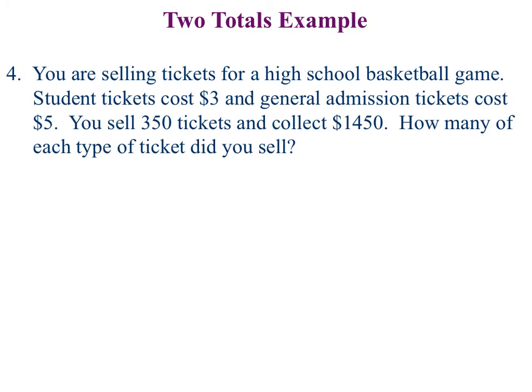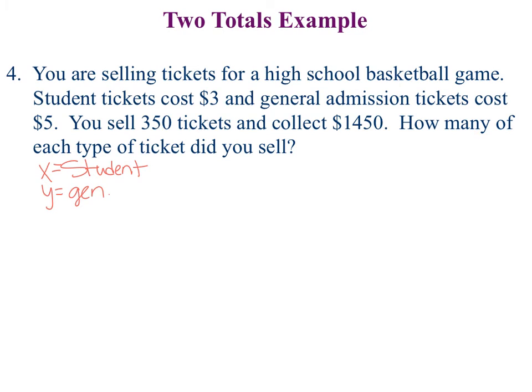It says you're selling tickets for a high school basketball game. Student tickets are $3 and general admission are $5. You sell 350 tickets and collect $1,450. How many of each type of ticket did you sell? So again, our X and our Y are the different kinds of tickets. So we're referring to student and general admission. So I'm just going to make X be student, and I'm going to make Y be general admission.